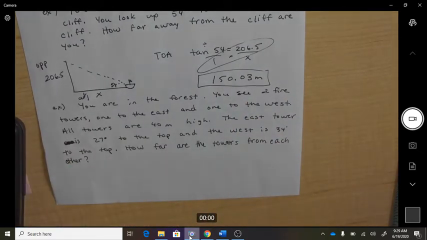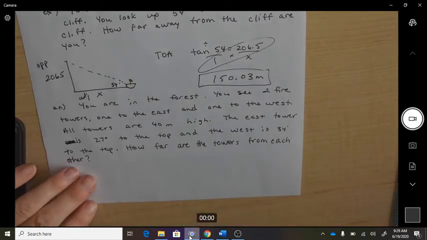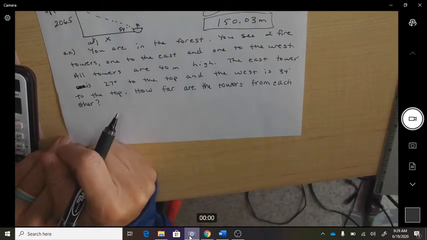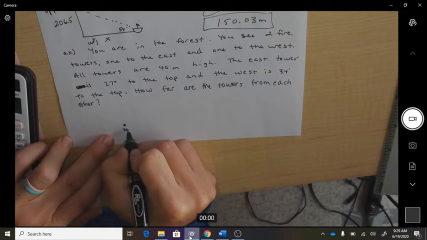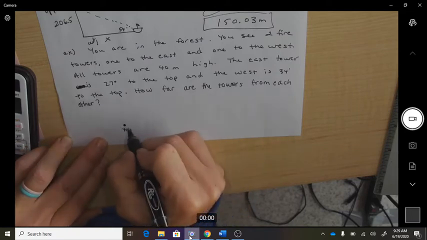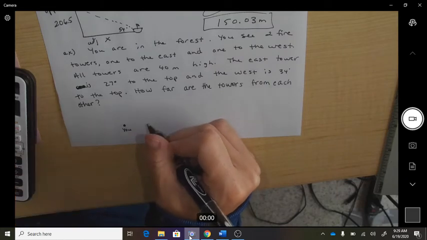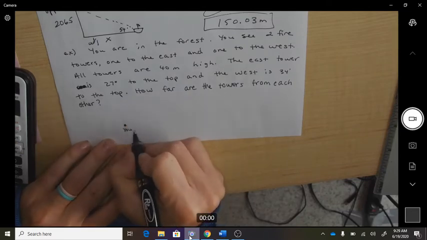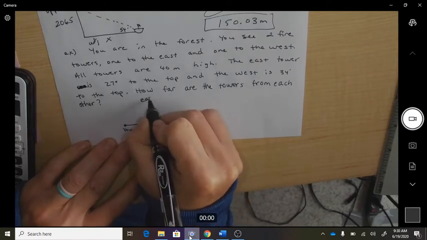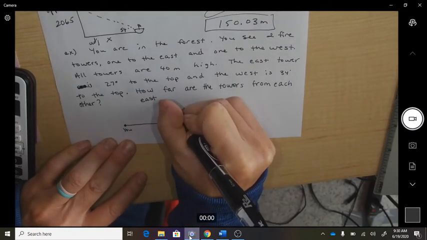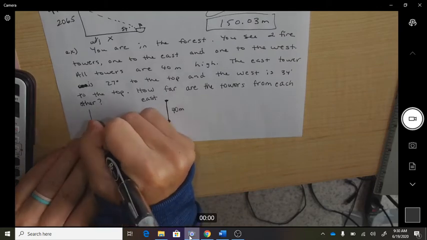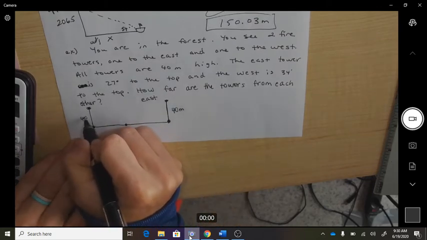Okay, next question. You are in a forest, you see 2 fire towers, one on the east, one on the west. All the towers are 40 meters high. The east tower is 27 degrees to the top, the west is 34. How far are the towers from each other? So you have a tower to the east and a tower to the west. So this is the east, and there's a tower. So that's 40 meters. And then going west, there's also a 40-meter tower.